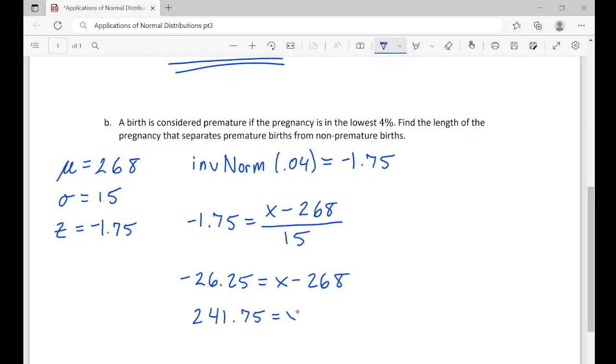241.75 for x. So the question's asking, find the length of the pregnancy that separates the premature births from the non-premature. That day would be 241.75 days. That separates the lowest 4%.